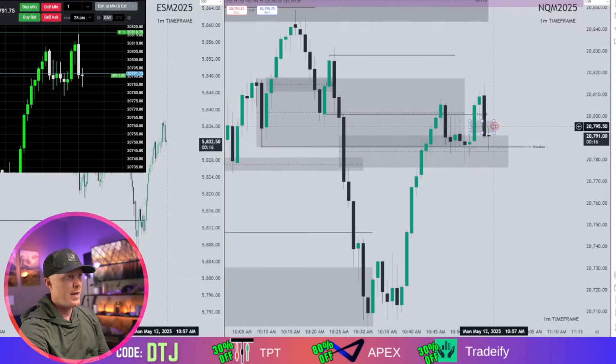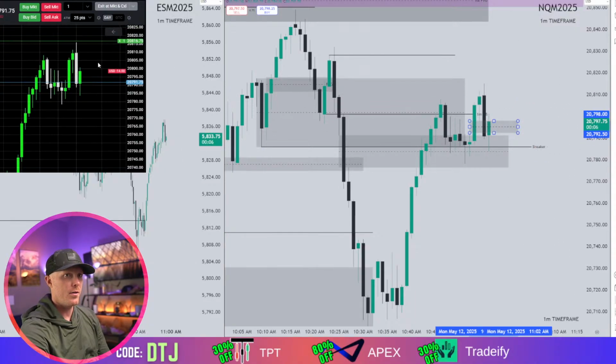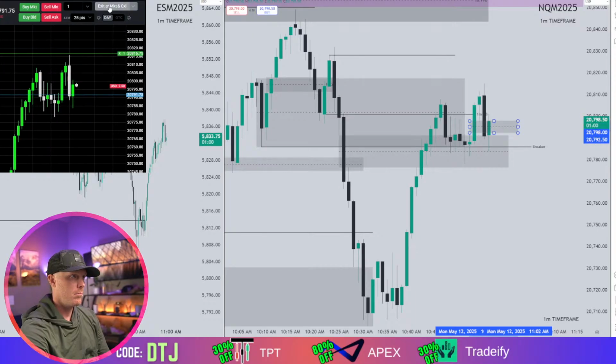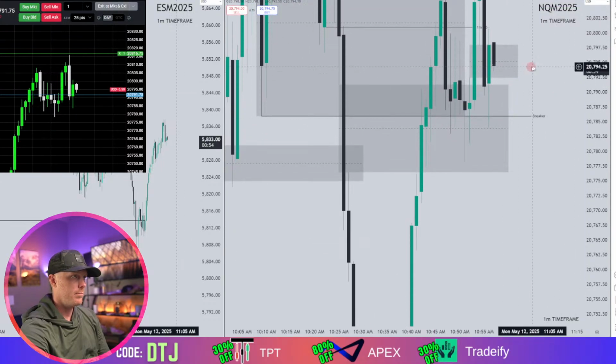If it closes back above this fair value gap that I marked out, then I'm closing the trade. I'm not willing to let it go all the way up there. And it looks like it's going to violate it right now. So I'm going to close this if it does. Oh my gosh. It did not close above it.